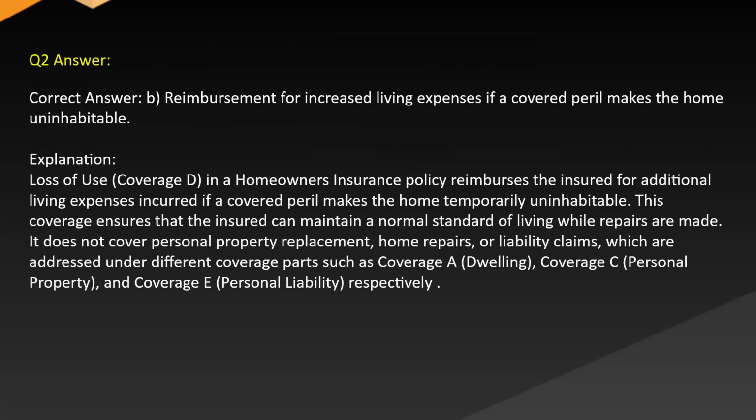Correct answer B. Reimbursement for increased living expenses if a covered peril makes the home uninhabitable. Explanation: loss of use coverage D in a homeowner's insurance policy reimburses the insured for additional living expenses incurred if a covered peril makes the home temporarily uninhabitable. This coverage ensures that the insured can maintain a normal standard of living while repairs are made.